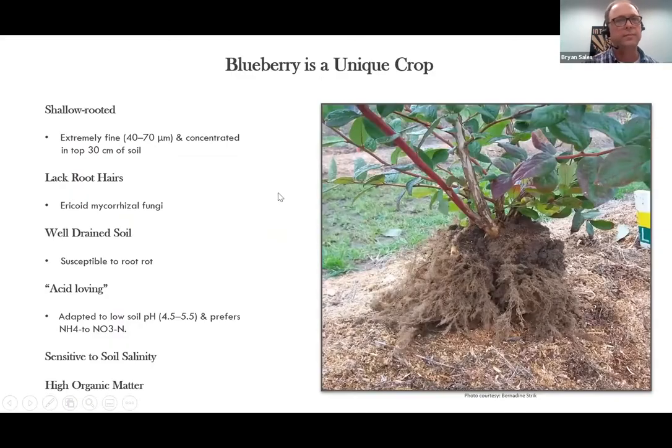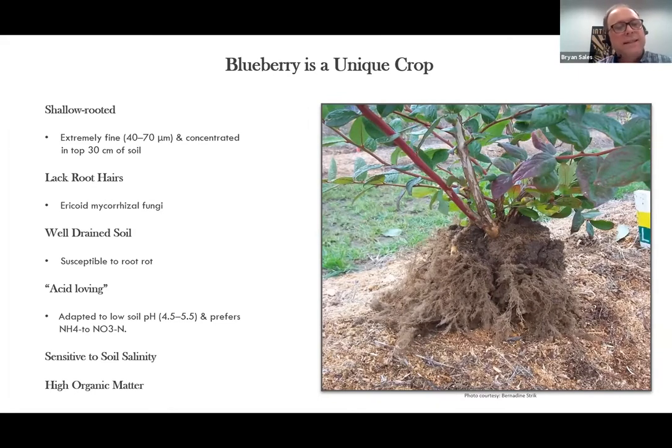Oh, there we go. Okay, so blueberry has some very unique characteristics that influence cultivation, fertilizer, and amendment type. Blueberry has very fine roots that grow in a mat-like structure. You can see here the top 30 centimeters, or 1 foot, of the soil. While the roots are very small, they don't actually have root hairs. Instead, blueberry makes mycorrhizal associations that aid in the nutrient and water uptake of blueberry.